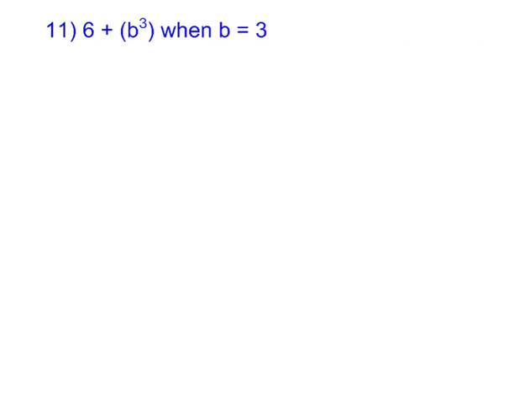Number 11 says 6 plus b to the 3rd power when b is equal to 3. We can rewrite this as 6 plus 3 to the 3rd power. And order of operations, again, tells us we have to do exponents first. So 3 to the 3rd, 3 times 3 is 9, 9 times 3 is 27. So this becomes 6 plus 27, which is 33.